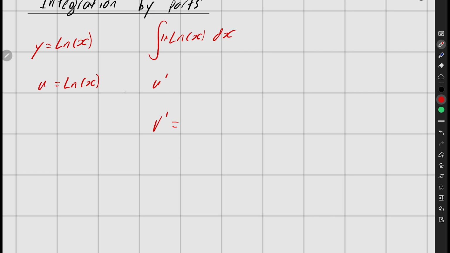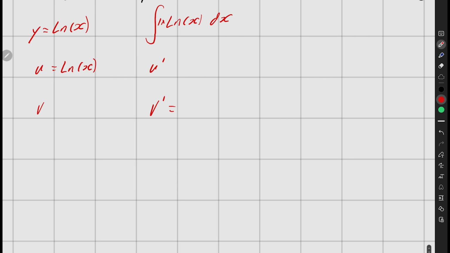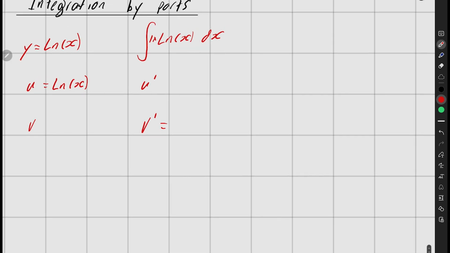And then we're going to have u dash and v. And we need to set one function equal to v dash. So this is where it differs a little bit from the product rule with differentiation. We're having u and v dash is what we're originally setting our functions to. So we can set v dash equal to 1.